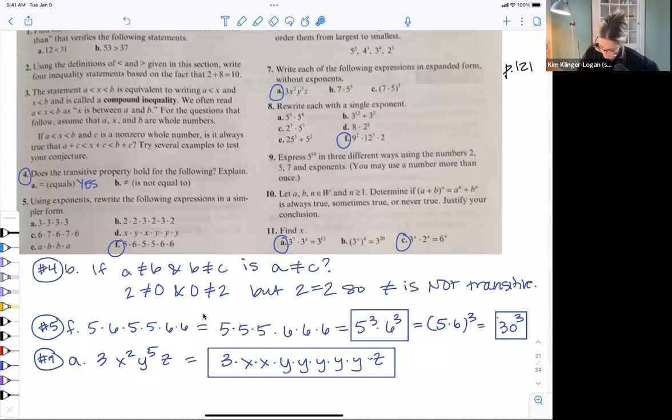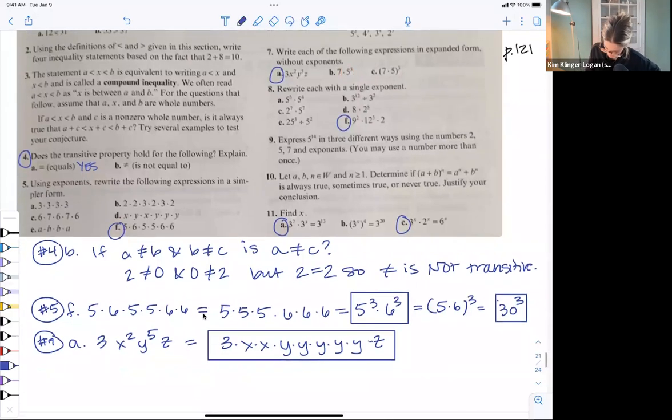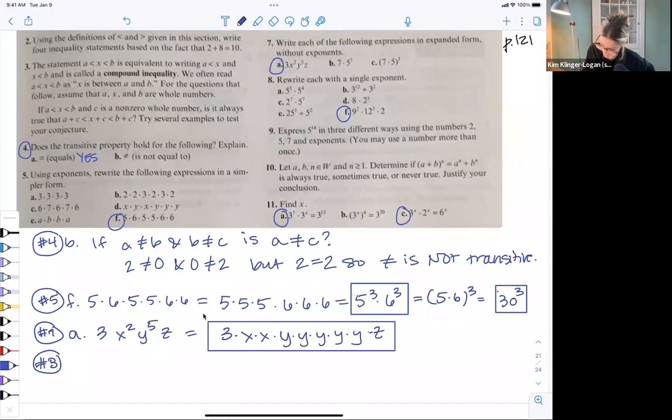Okay, number 8, might do a couple different ones. Actually, I've just circled one, but let me think here. There are a few ways we could do some of these. So maybe let's look at B first.